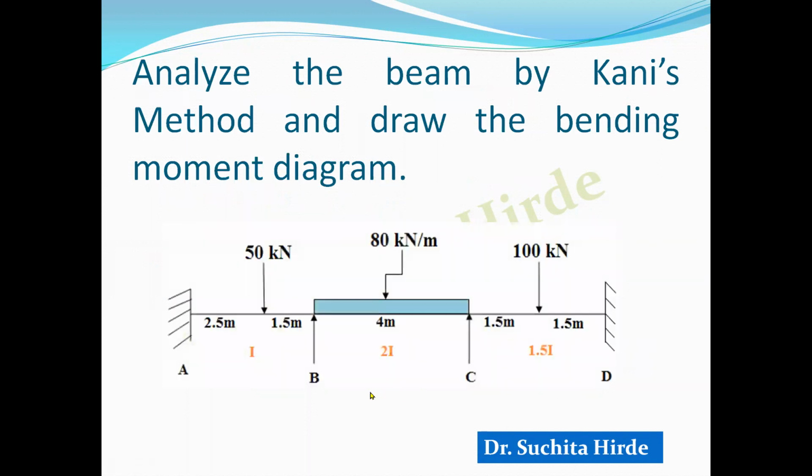So let us consider this beam ABCD, which has fixed support at A and D and continuous over support B and C. The beam is subjected to eccentric load of 50 kN on span AB and uniformly distributed load 80 kN/m on span BC and 100 kN central point load. So this span is 4 meter, this is 4 meter and this is 3 meter. Moment of inertia for AB member is I, here it is 2I, and for CD member is 1.5I.